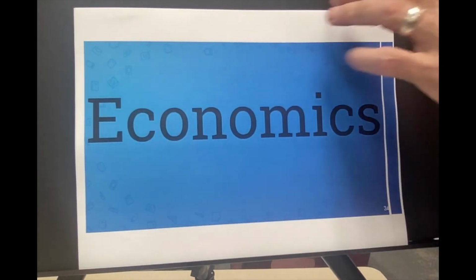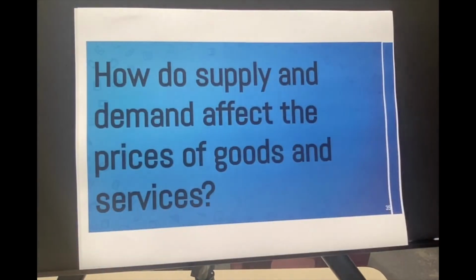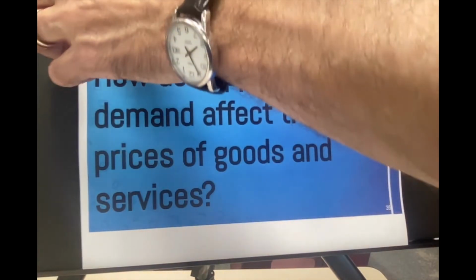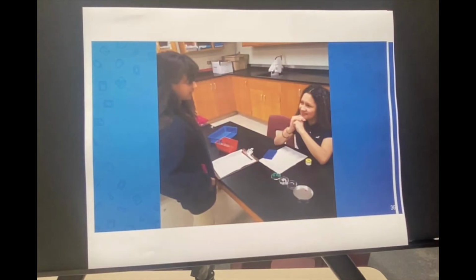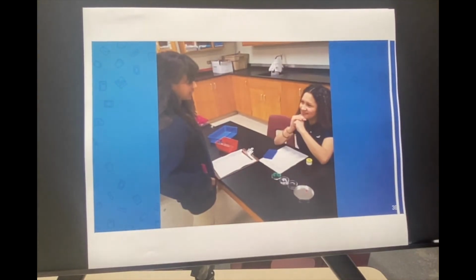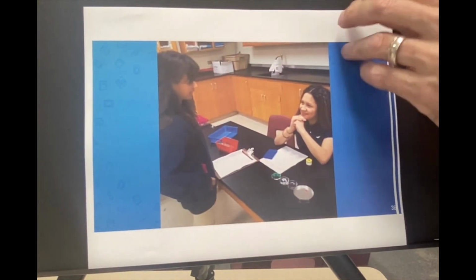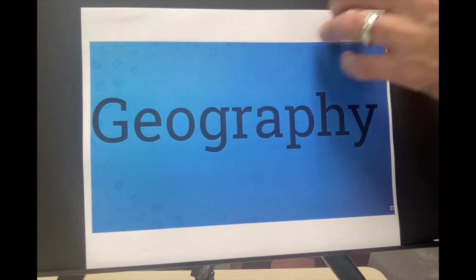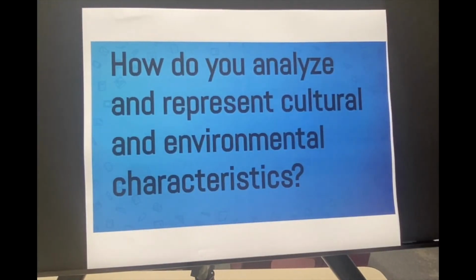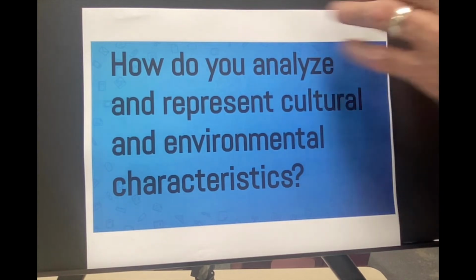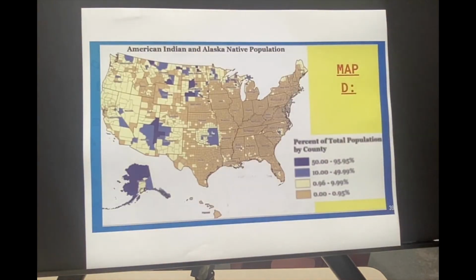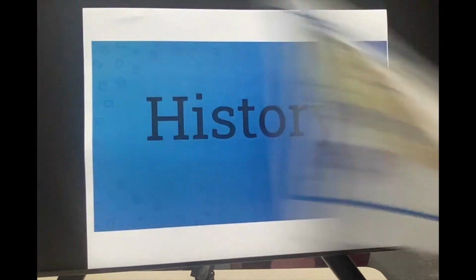We move to a brief economics unit. It's about supply and demand, how they affect the price of goods. Kids do a little buying and selling simulation that they've enjoyed. Move on to a bit of geography. How do you analyze and represent cultural and environmental characteristics? An easier way to say that is, can you understand this map or this graph? And so they do a lot of analyzing of different graphs and maps to figure out what they mean.